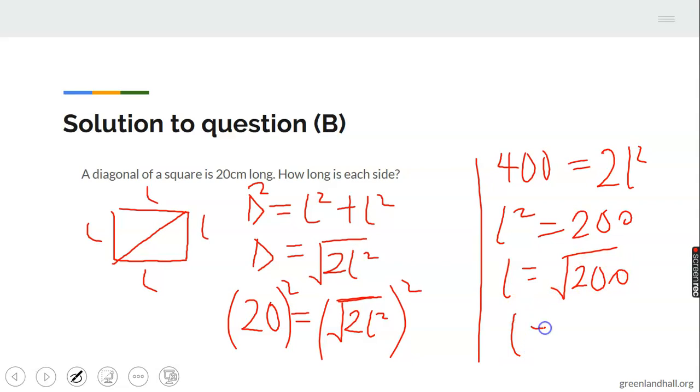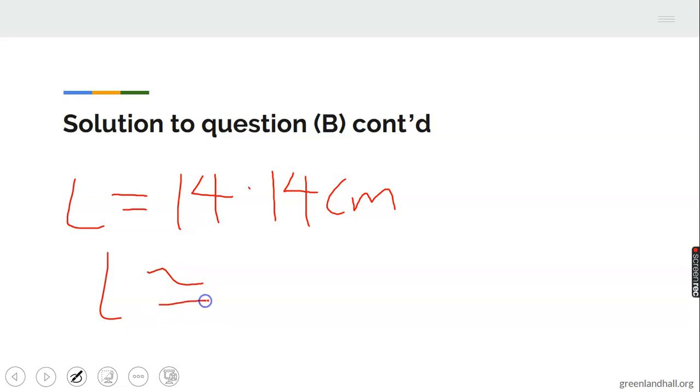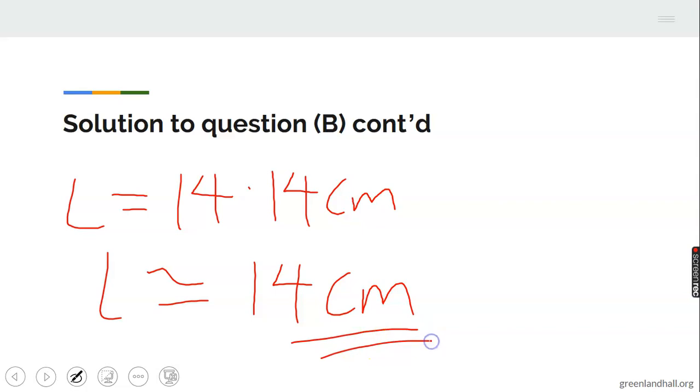And that will give you 14.14 centimeters. Now, to the nearest whole number, that will give you 14 centimeters. So, to the nearest whole number, L equals 14. You see?